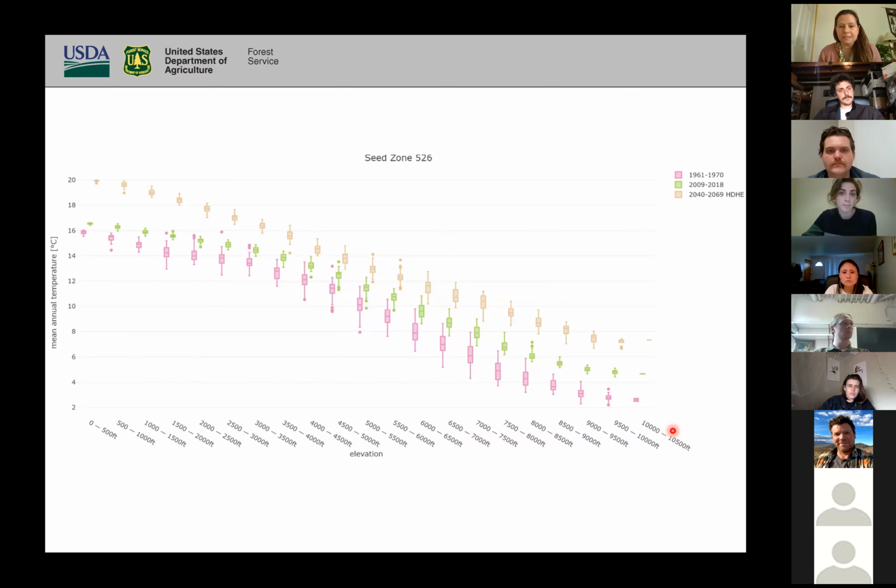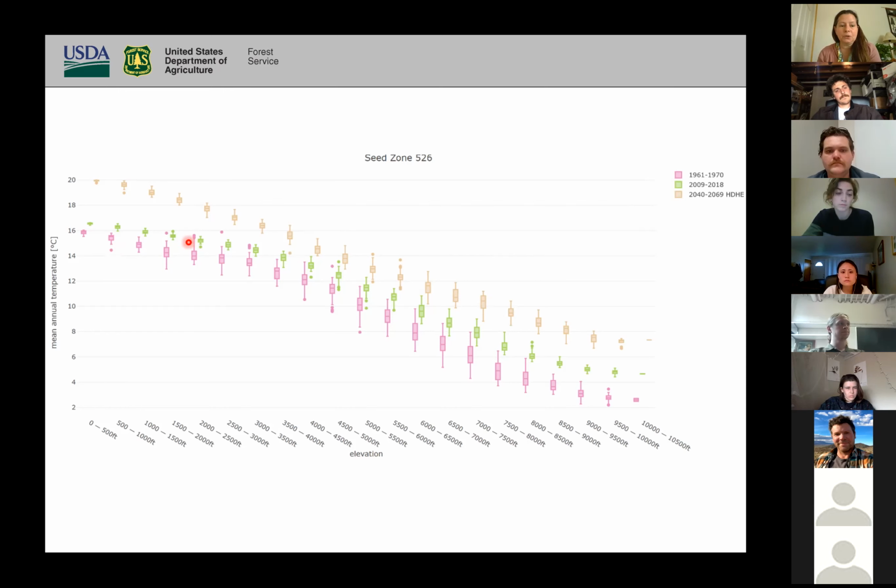It's just a place, and if we go across an elevational transect at this place, from really low elevation up to really high elevation, the first thing we notice is the temperature. So I'm back over here. Purple is the temperature from 1961 to 1970, green is a kind of current temperature, 2009 to 2018, and then the orange is a modeled future climate.